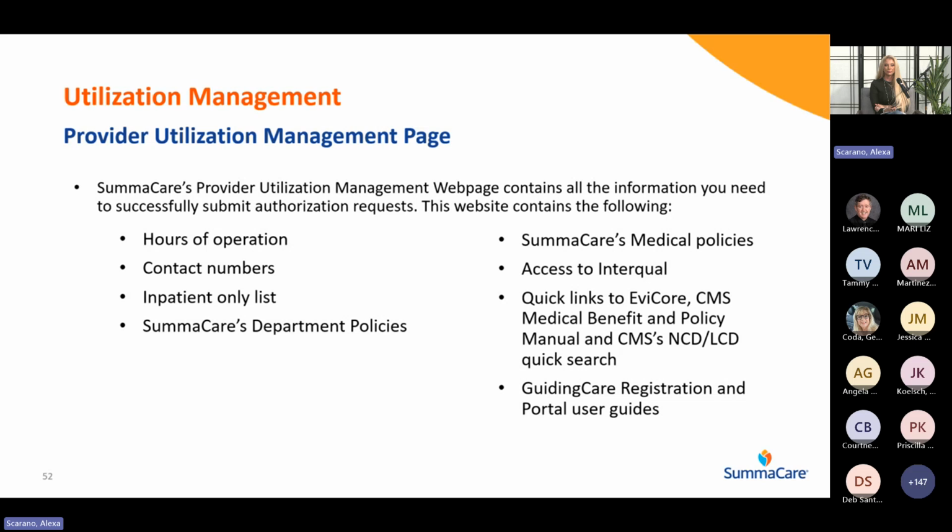types of requests. We also have quick links for EviCore. So if you need to submit something to EviCore or go to their website, you can see that on our provider page, as well as Medicare national local coverage and national coverage determinations, because we do follow Medicare guidelines. We do have a quick link for that where you can log into the Medicare site and you can look up and see if there's any medical criteria that Medicare covers or does not cover. And as stated again, you'll also see the tab for the Guiding Care, which is our new authorization portal we just went over.